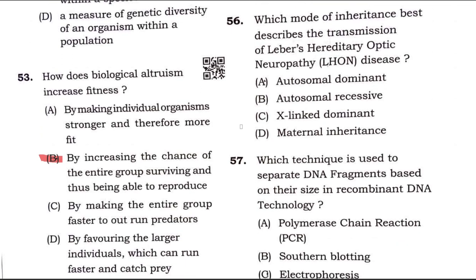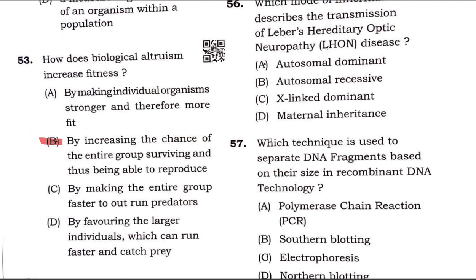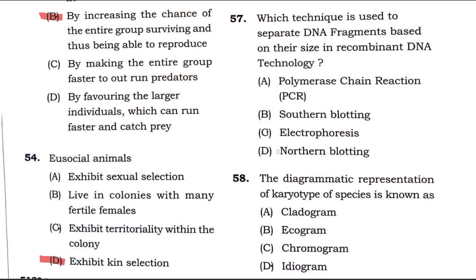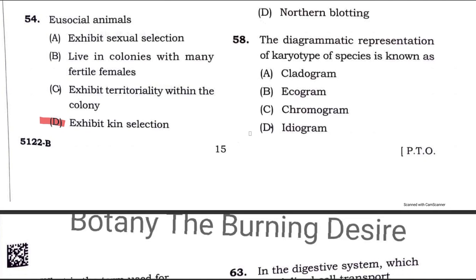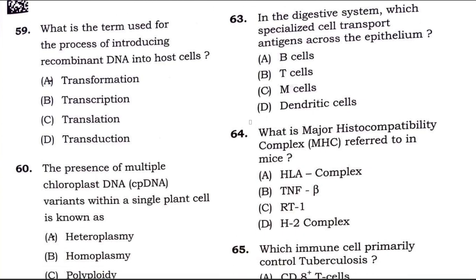Which mode of inheritance best describes the transmission of Leber's hereditary optic neuropathy? Of course, maternal inheritance through mitochondria. Which technique is used to separate DNA fragments based on their size in recombinant DNA technology? Gel electrophoresis. The diagrammatic representation of the karyotype of a species is known as an ideogram. Then, what is the term used for the process of introducing recombinant DNA into the host cell? So, the term used is transformation.